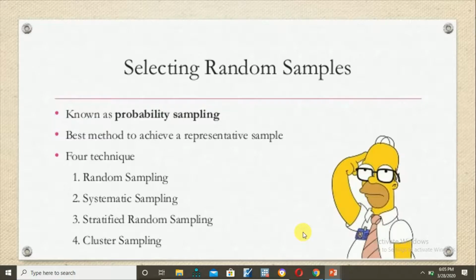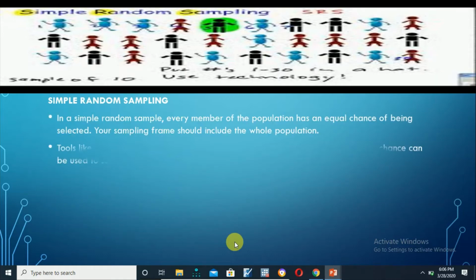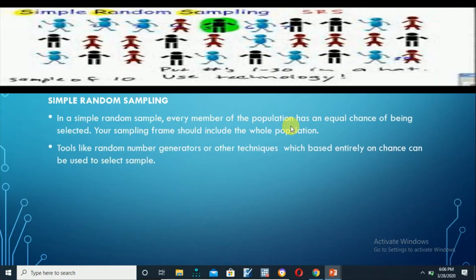Types of probability sampling. Probability sampling is about selecting random samples. The best methods to achieve representative samples, there are 4 techniques: random sampling, systematic sampling, stratified random sampling, and cluster sampling. Simple random sampling. In simple random sampling, every member of the population has an equal chance of being selected. Your sampling frame should include the whole population. Tools like random number generators or other techniques which base entirely on chance can be used to select the sample.